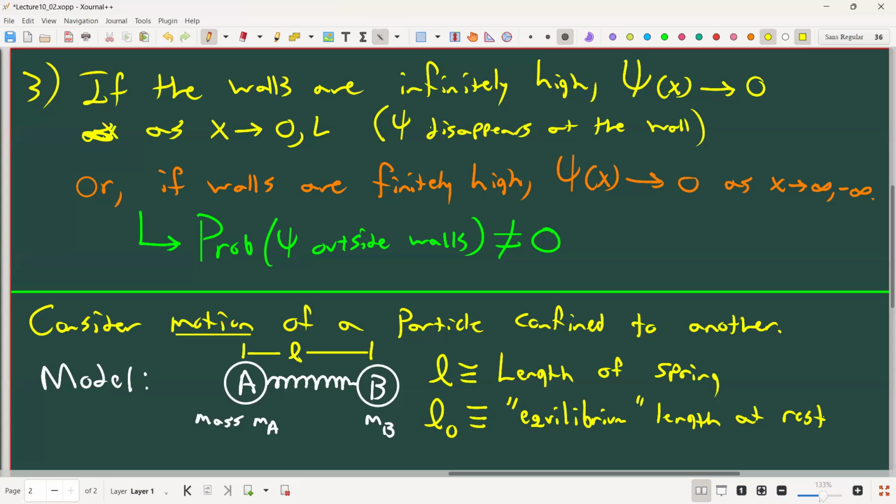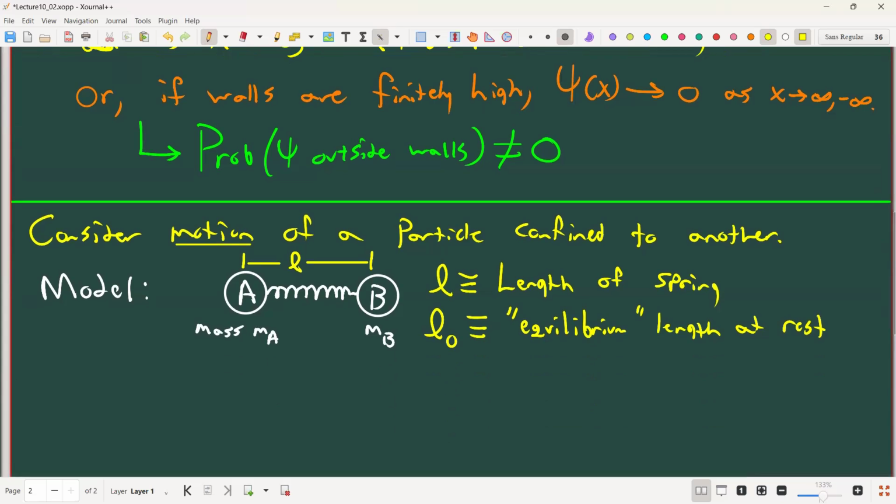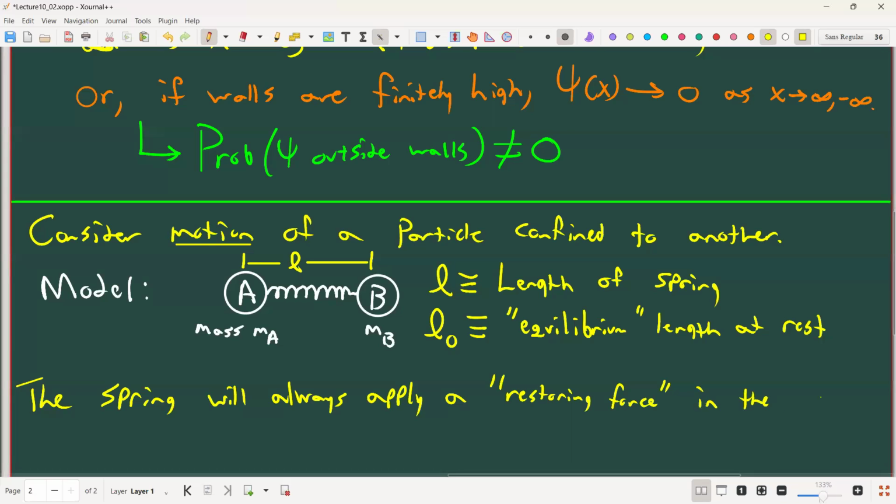Right, so if I apply a force, again, if this is physics 101 for you guys, I apologize, but it's worth going through this one more time. So the spring will always apply a restoring force in the opposite direction of the displacement of the spring.